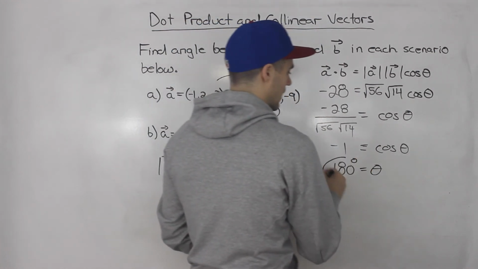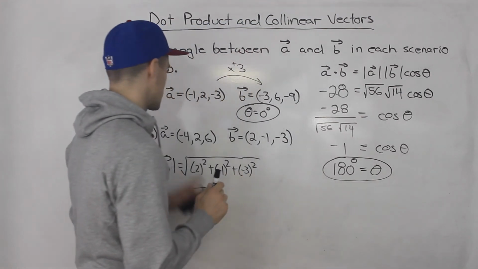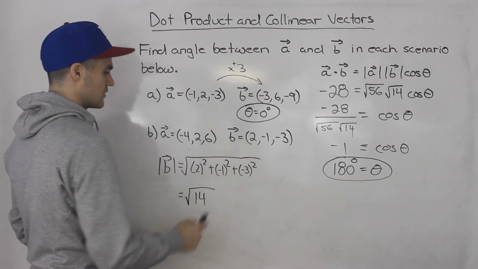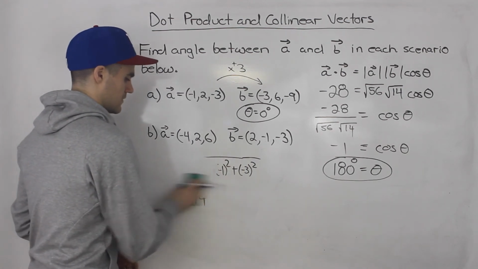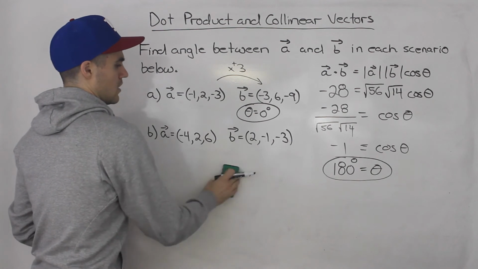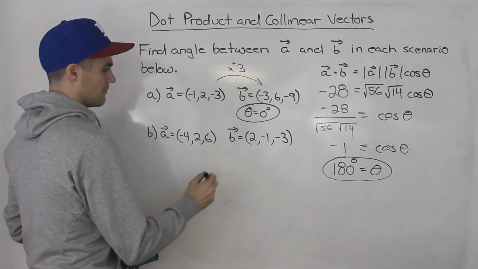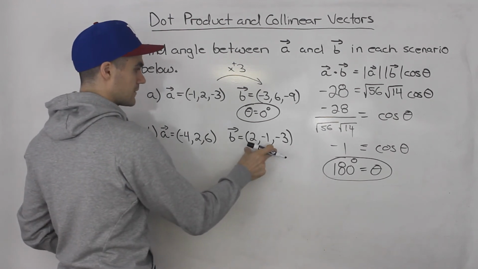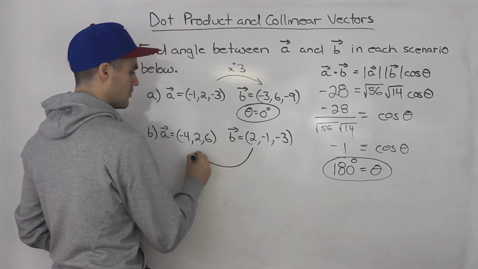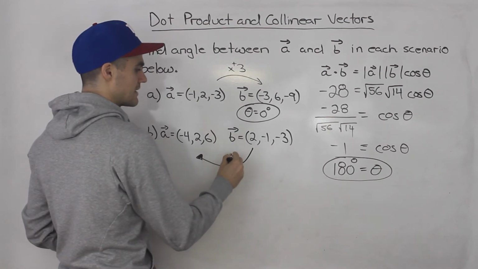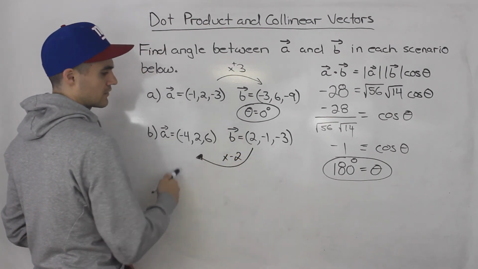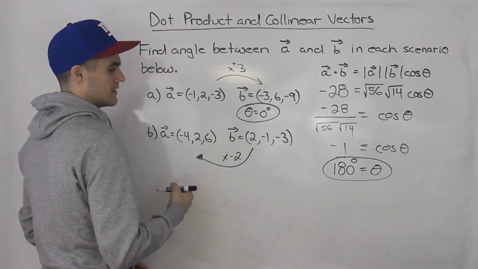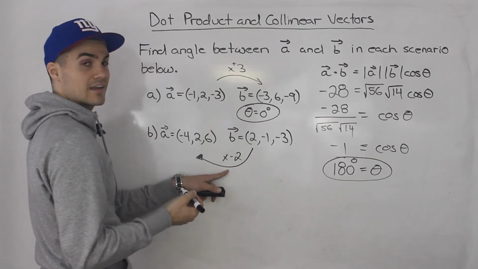So notice how the angle in part B is different from 0 degrees, and notice how both of these vectors are collinear as well. So why is it different? Well, they're collinear, but notice that the scalar in between them is negative. We're multiplying vector B by negative 2 to get to vector A, or we're multiplying vector A by negative 1/2 to get to vector B. But either way, it's a negative scalar.